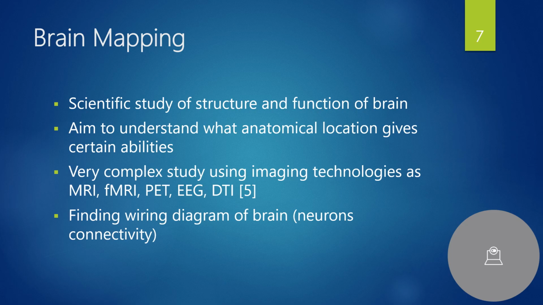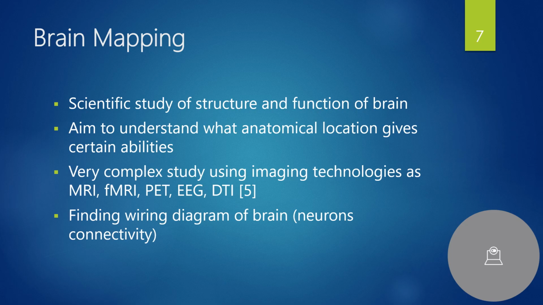Because the brain is very complex, scientists use advanced imaging technologies such as MRI, fMRI, PET, EEG, DTI. All these abbreviations are explained further in other slides. These techniques allow the researchers to see both the structure and activity of the brain in real time.